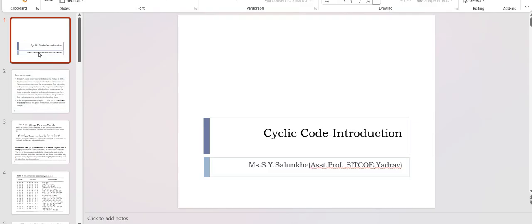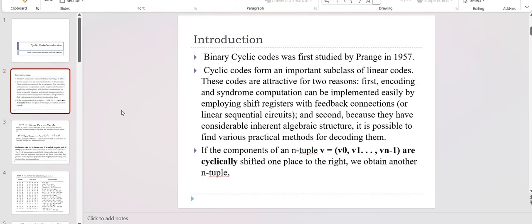So this particular presentation is regarding the introduction of the cyclic code. This cyclic code topic comes under digital communication or information theory and coding. So let us start with the introduction of the cyclic code. Cyclic code was studied by Prange in 1957. Cyclic code is one of the subclasses of the linear codes.